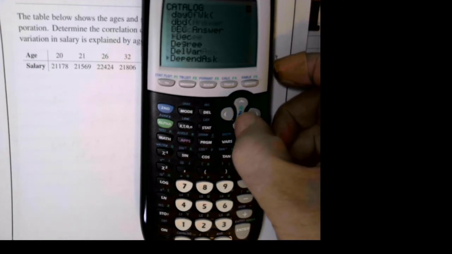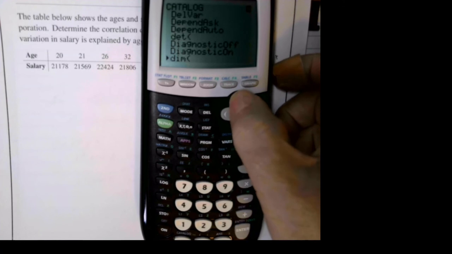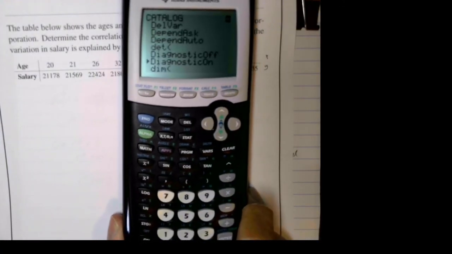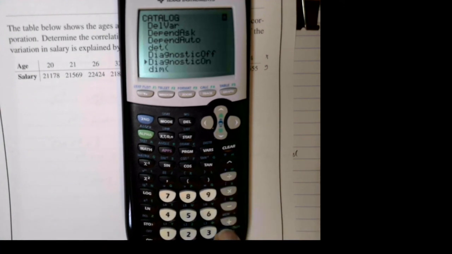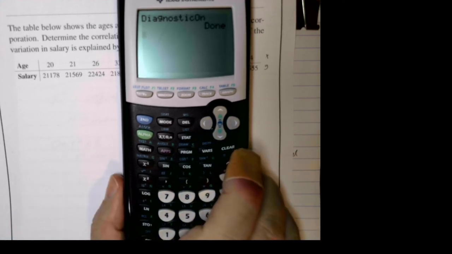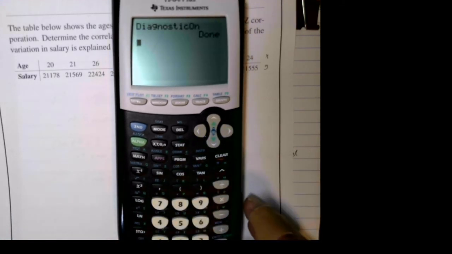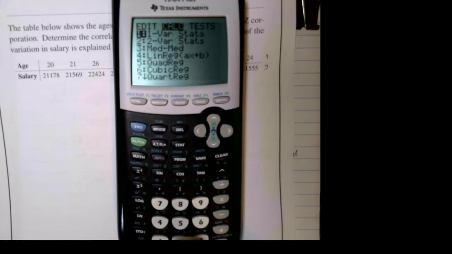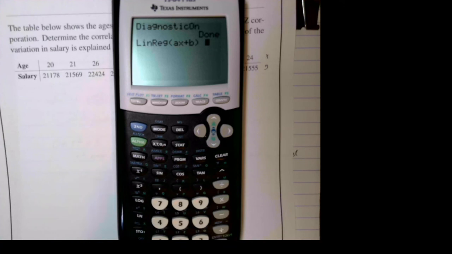And now you have to arrow down, and you want to keep arrowing down till you get to diagnostic on. Make sure you can see that, diagnostic on. You press enter, and then enter again. And then it will show R and R squared when you do that stat calc 4 thing. So let's do that. Stat, go over to calc, and hit 4 to go to the 4th menu choice. And Bob's your uncle. What do we have there?